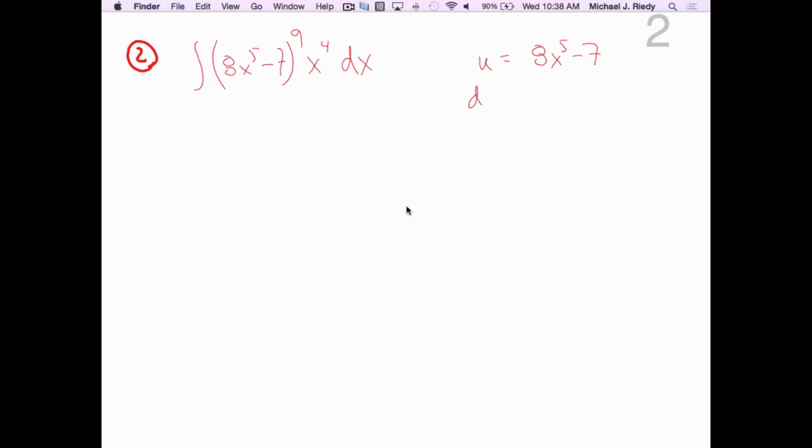Okay, watch how cool this is. What's the derivative of the right side? 40x to the 4th dx.